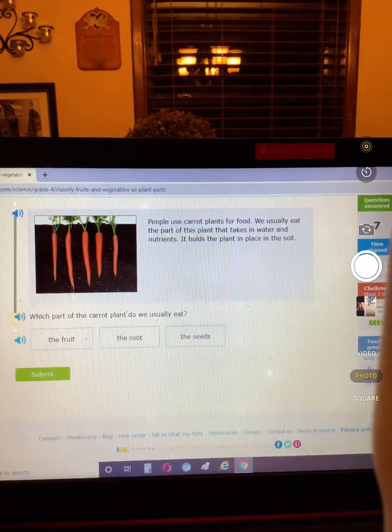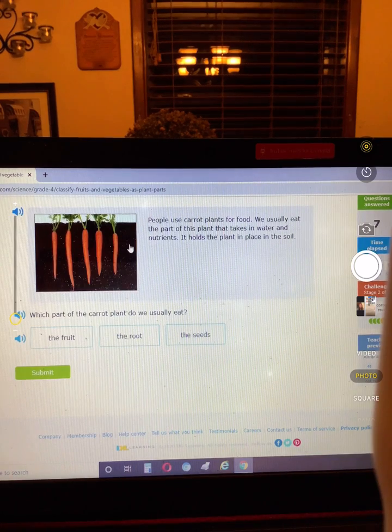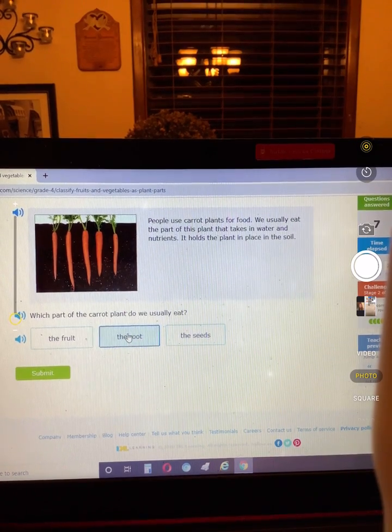Okay, people use carrot plants for food. We usually eat the part of the plant that takes in water and nutrients. It holds the plant in place in the soil. It's growing under the ground. What part grows under the ground? The root.